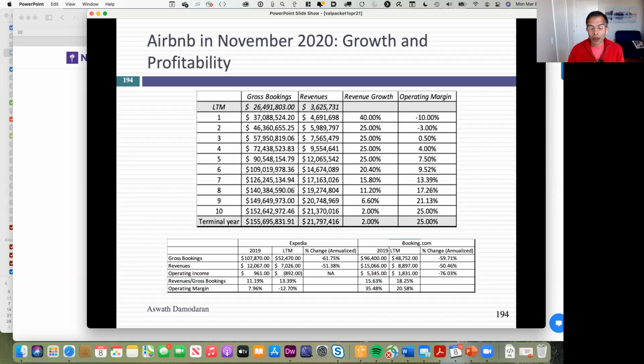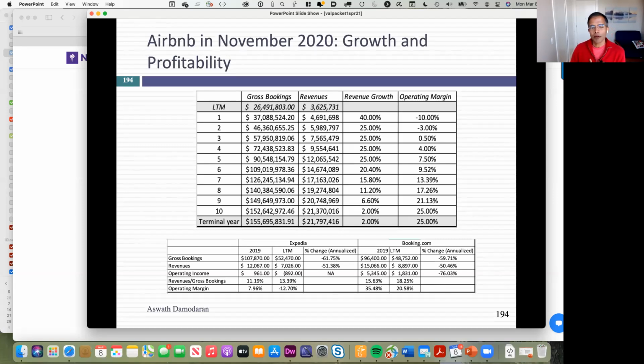How much can they make? Well, I'm projecting a 25% margin in the future, not next year, not 2 years from now, but in the future. And I come up with the 25% again by looking at Booking.com and Expedia. And there the numbers are actually very different. Booking.com's operating margin was about 35%, and Expedia's operating margin was only about 8%.